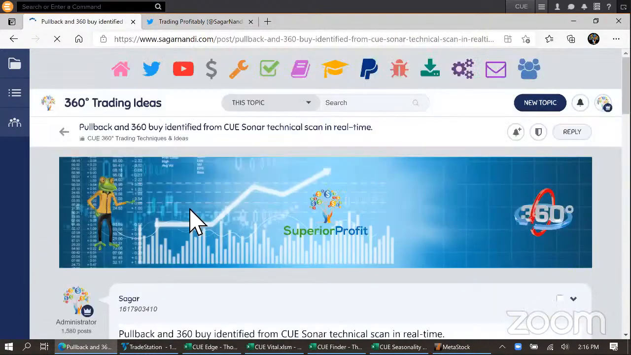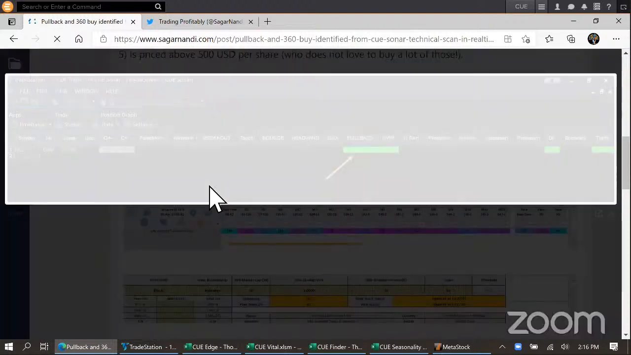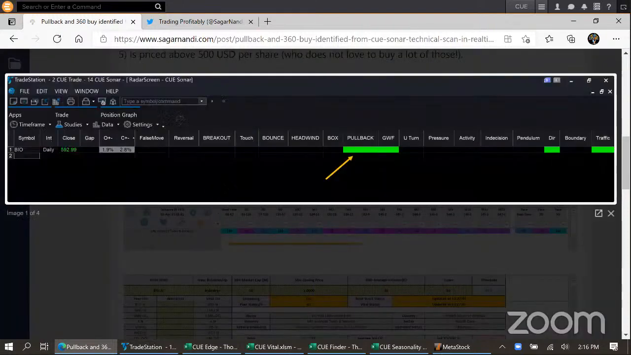By looking at the charts and Q analysis from when I shared them first, it shows how powerful the systems are. 10 days ago, I shared BIO. I identified it from Q Elite Sonar. You could also identify it from Q Global Finder using bottom-up or technical analysis first, technical scan. Here I attach the snapshot of Q Elite Sonar that is running on TradeStation radar. It showed that BIO had a possible pullback setup.